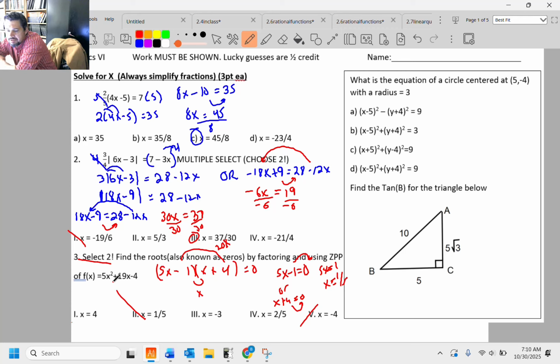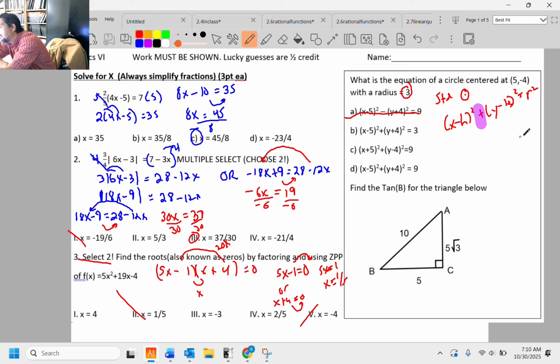All right, over here on this right-hand side, what used to be ACT-style questions, they've updated the ACT, so I'm not sure what they look like anymore. What is the equation of a circle centered at 5, negative 4 with a radius equal to 3? Well, standard form of a circle is pretty simply x minus h squared plus y minus k squared equal to r squared. So you'll notice the plus sign there. It means I'm not A.